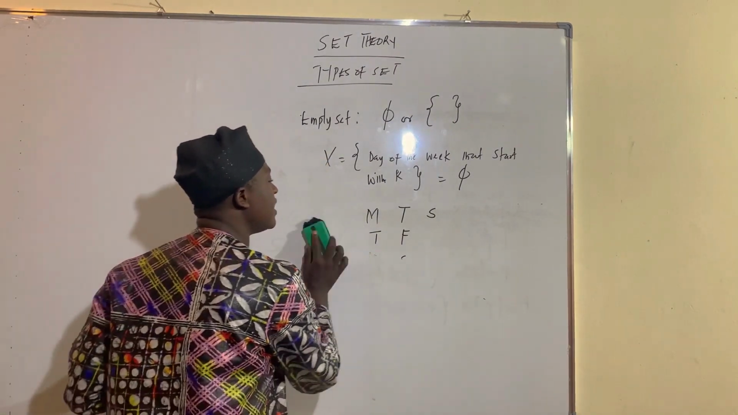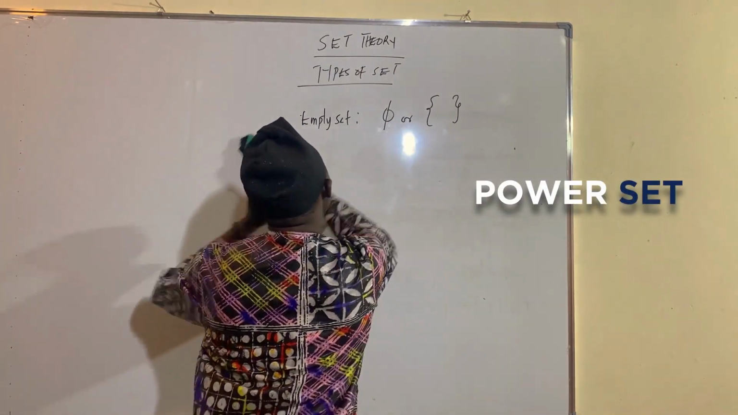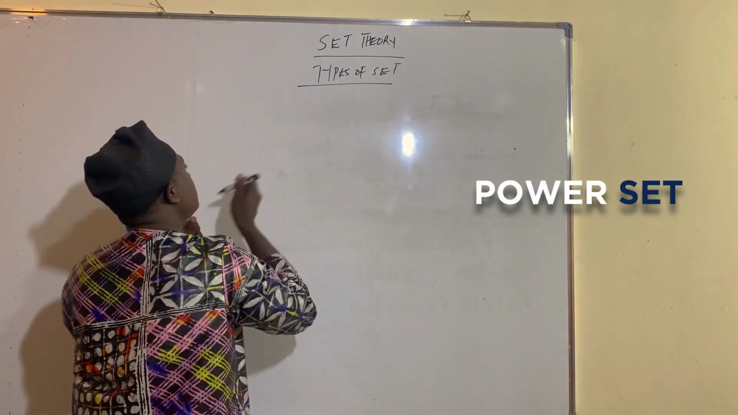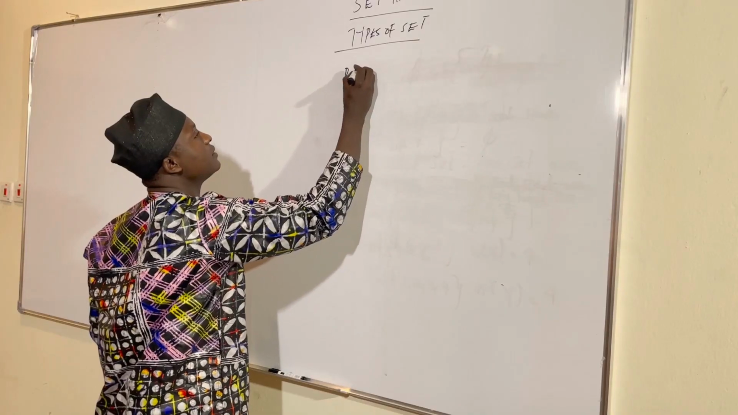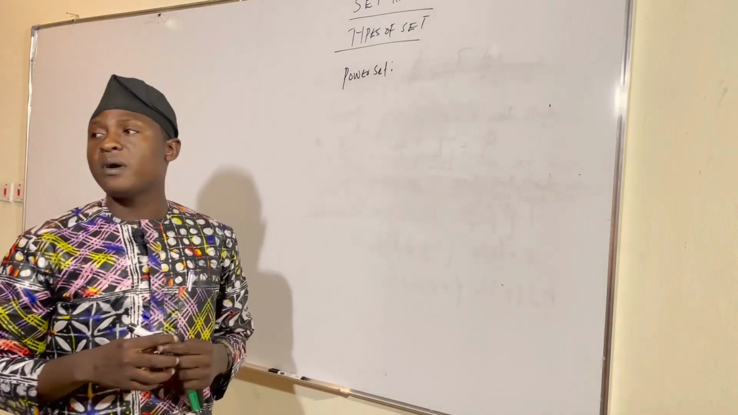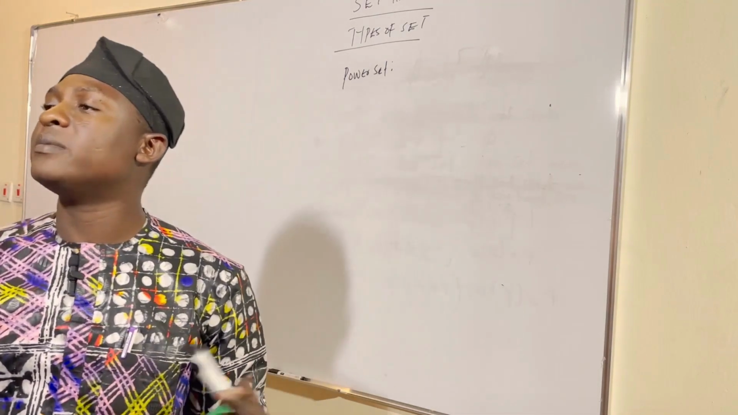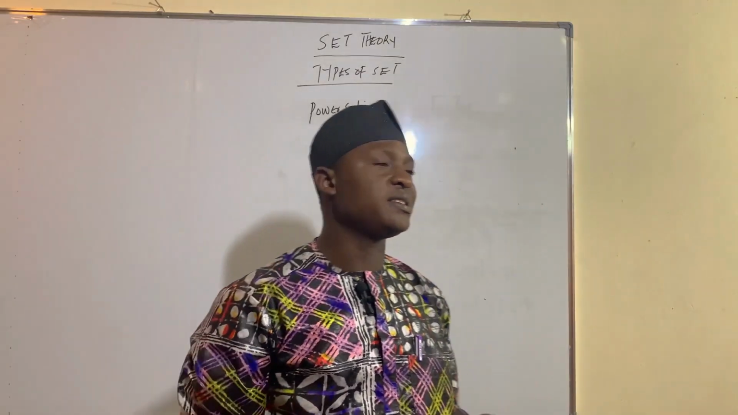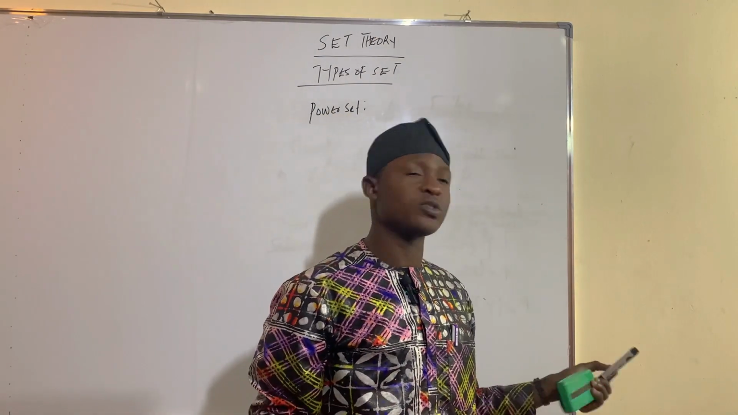There's another one, we call it the power set. That one too is important that we need to know. Power set is just indicating the number of the possible subsets that we can have from a particular set, either 8 sets or 9 sets or 10, whatsoever.